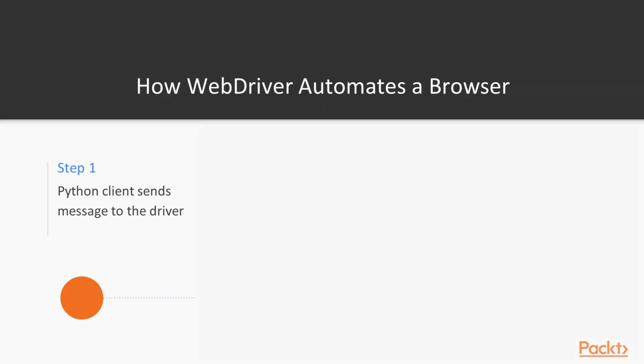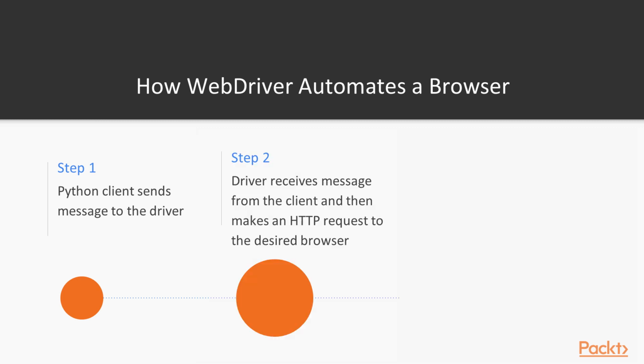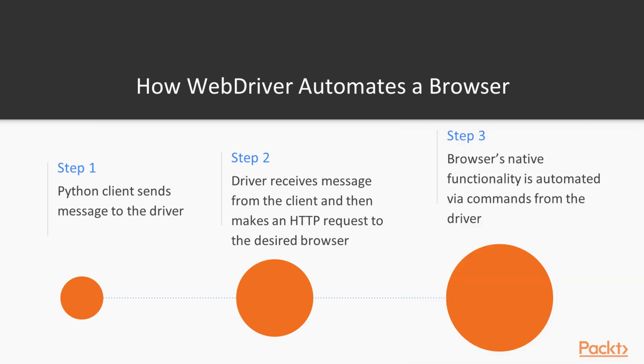So how does WebDriver automate a browser? Well, you can think of it as a simple three-step process. Step 1. The Python client sends the message to a driver. In step 2, the driver receives the message from the client and then makes an HTTP request to the desired browser. And in step 3, the browser's native functionality is then automated via commands from the driver.